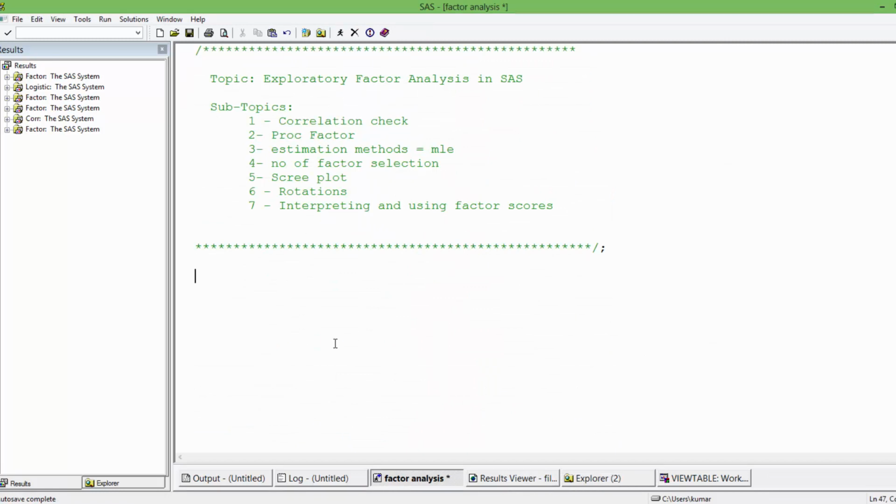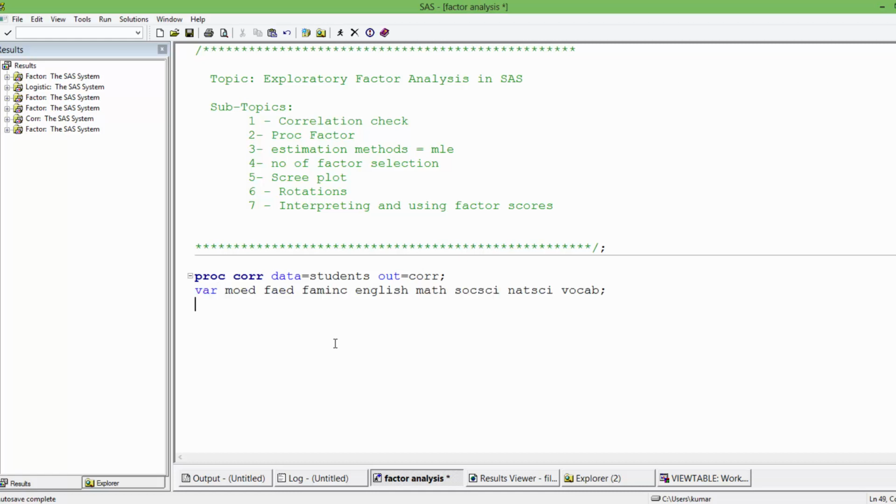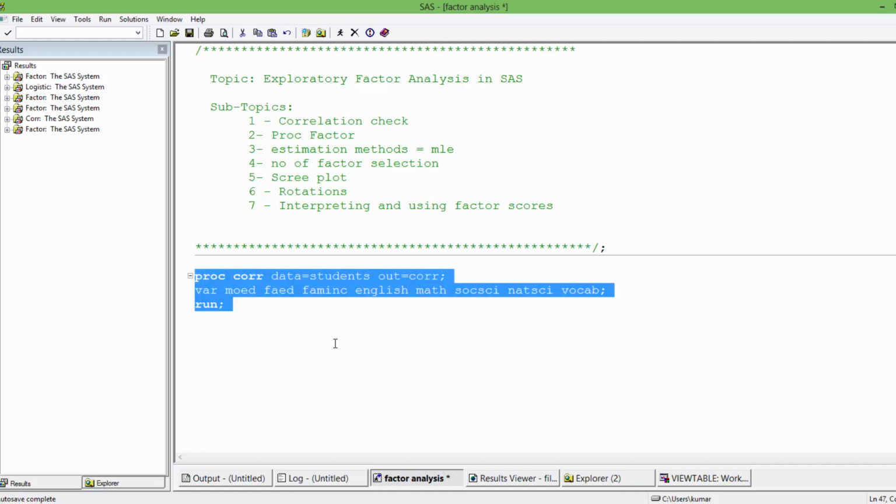First thing we will do is see the correlation. We will do the correlation check first. I'm using all the variables except student_type. As I said, that particular variable is not going to be used for factor analysis.